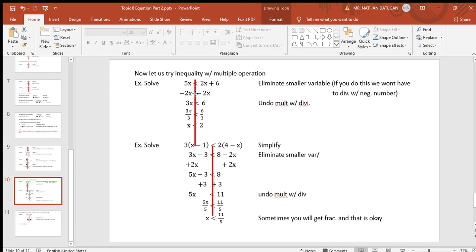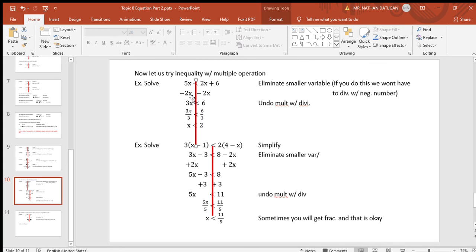So if you do this correctly, again, I'm just repeating myself, but if you do this correctly, you're never going to flip the sign. What do I mean by that? If you follow the step of eliminating the smaller variable, you're never going to have a negative with your variable. So how does that work? Well, first thing first, we want to eliminate the smaller variable, in this case 2x. To move 2x to the left side, we have to subtract both sides by 2x. So you're left with 6, and 5 minus 2x is equal to 3x.